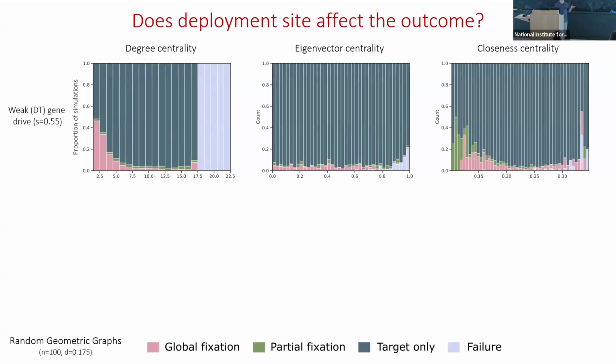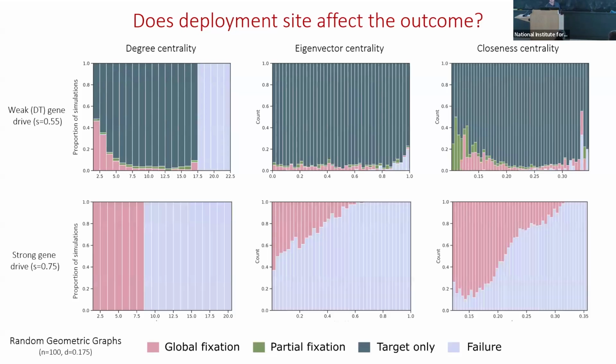If we look now at global metrics of centrality, we see that they don't tell us as much as the local centrality, right? Closeness centrality tells us a little bit about the outcome, but degree centrality is much more important if you want to know what the final outcome is going to be. The same thing we see when we are looking at the gene drive that's supposed to spread through the entire system, a strong gene drive. The local degree centrality will allow us to predict what the outcome is going to be, and the global centrality gives us less indication of the outcome of the entire process.